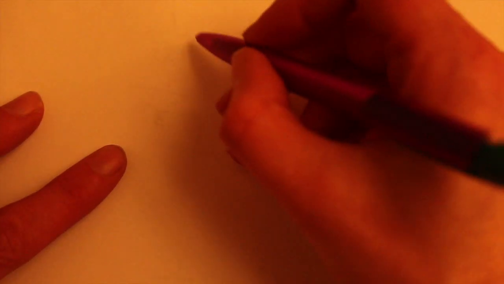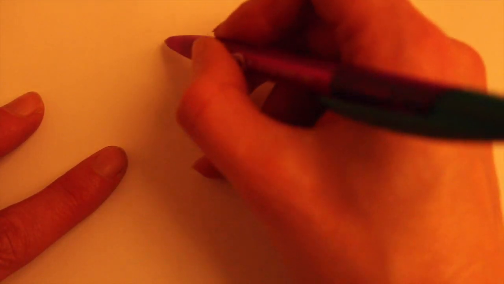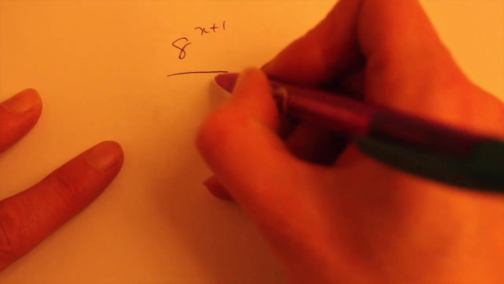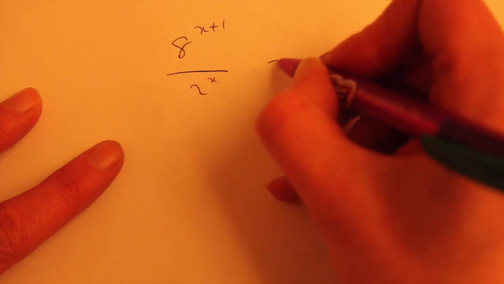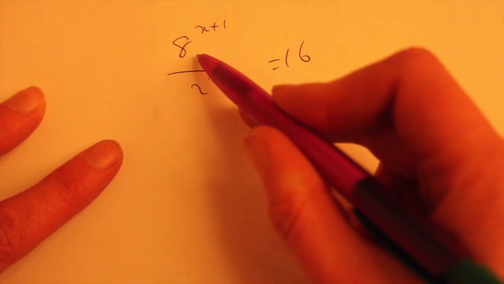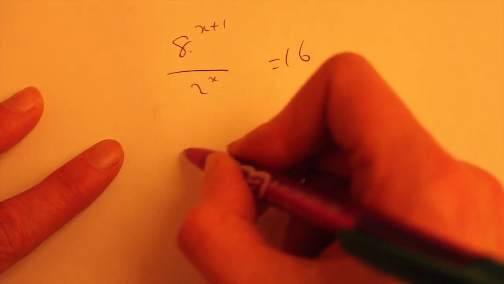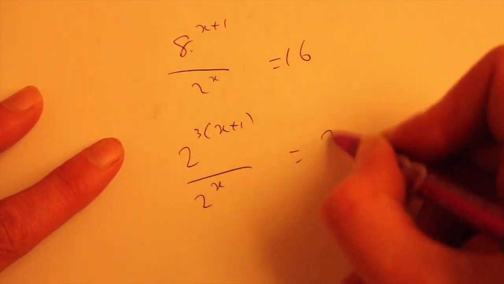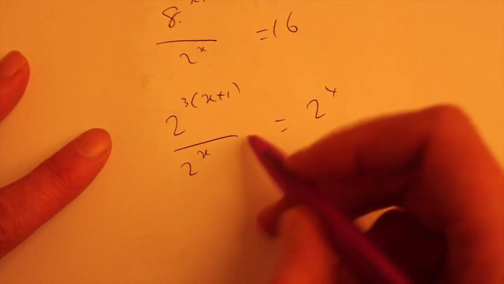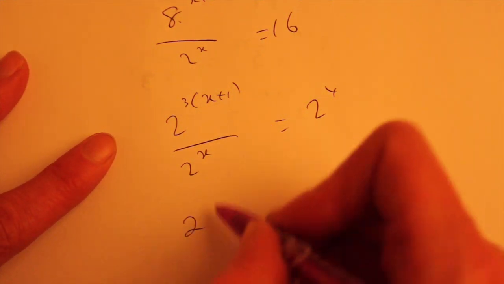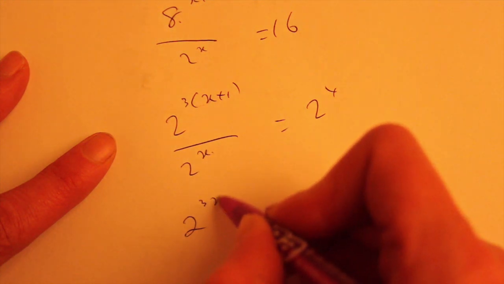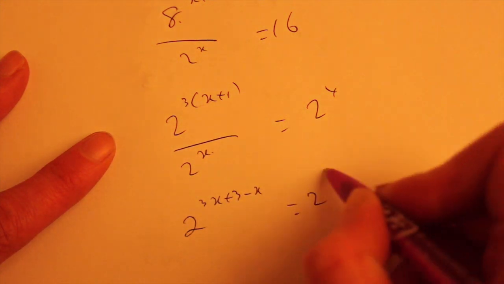Next exam question I want to look at is from January 2013, and it is 4b, which is 8 to the power of x plus 1 over 2 to the x equals 16. This time I want all the base numbers to be 2. 8 is the same as 2 to the power of 3, over 2 to the x. 16 is the same as 2 to the power of 4. Dividing two numbers, subtract the powers. So that is 3x add 3, take away x. Write that out. Equals 2 to the 4.